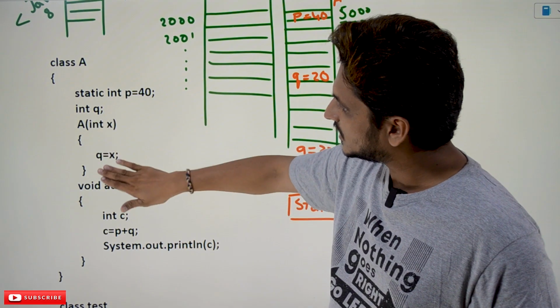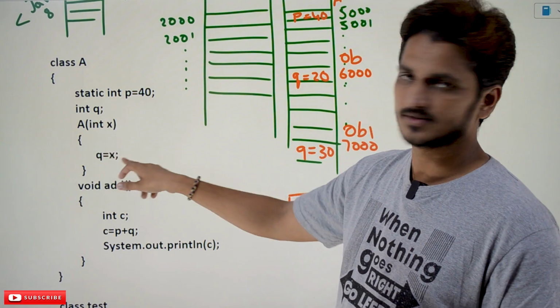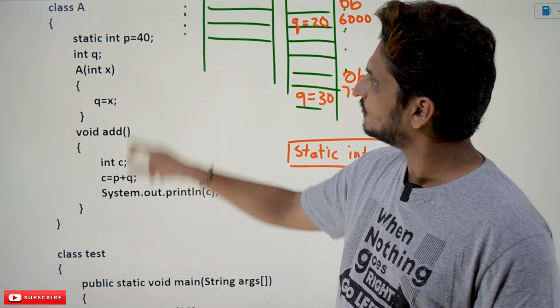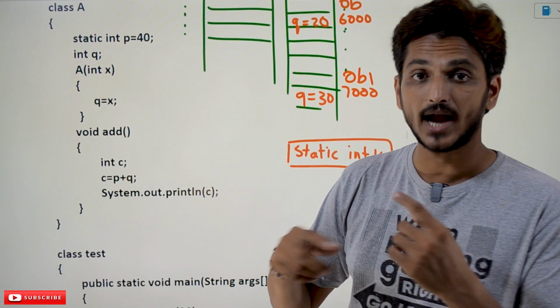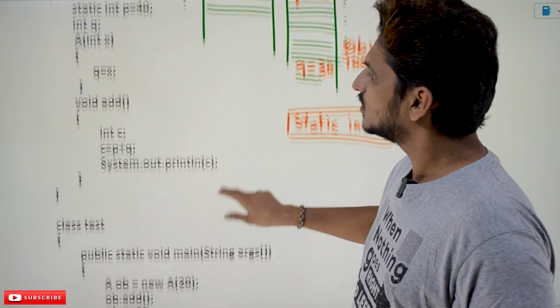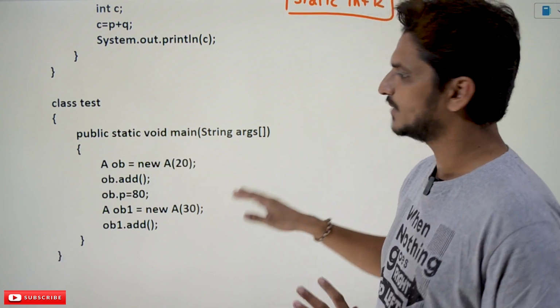And we have a constructor to assign a value to the instance variable: q is equal to x. And we have a method add, which returns the addition of p plus q. It adds the static variable and instance variable values. Now coming to the next class, Test. Here we have public static void main.